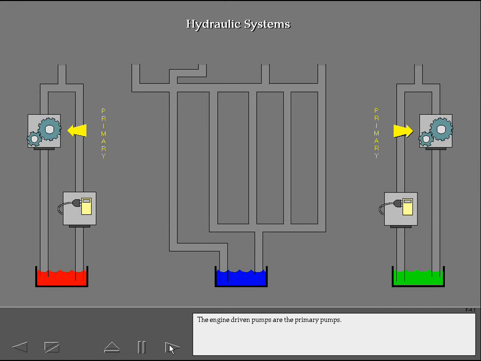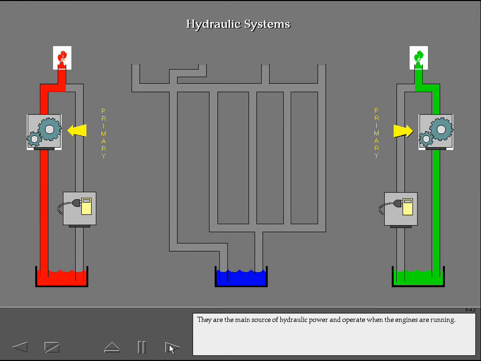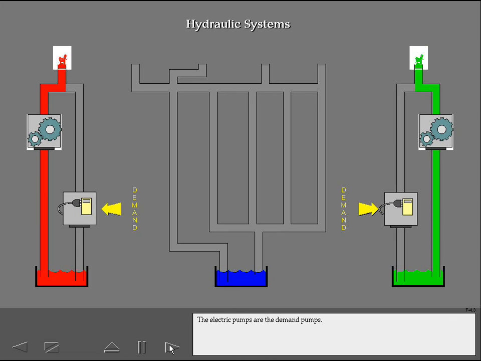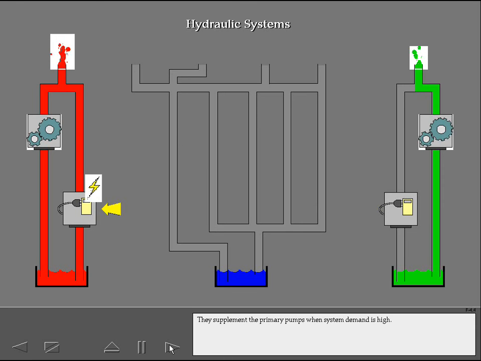The engine-driven pumps are the primary pumps. They are the main source of hydraulic power and operate when the engines are running. The electric pumps are the demand pumps. They supplement the primary pumps when system demand is high.